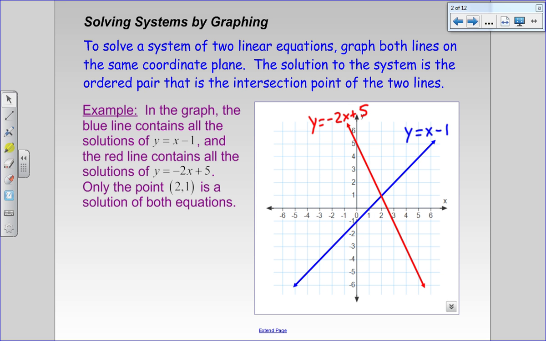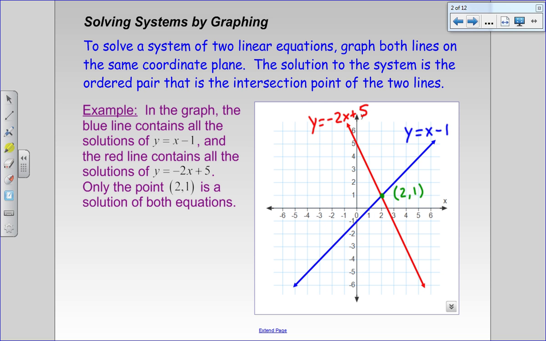We can see from the graph that there's only one point where those two lines intersect, the point 2, 1. Since that point lies on both lines, it is the solution of the system because it is a solution of each individual equation in the system. We can verify this by substituting it into the equations.